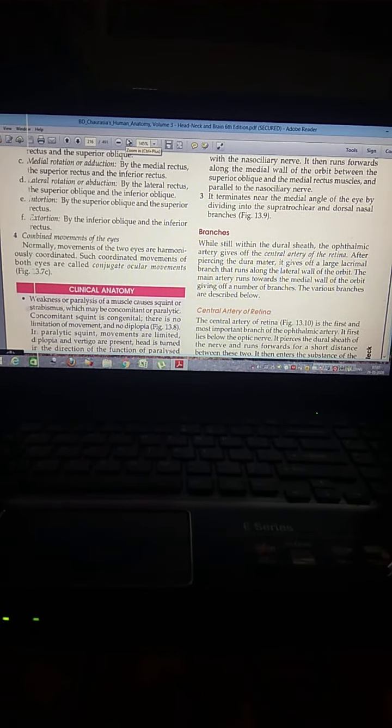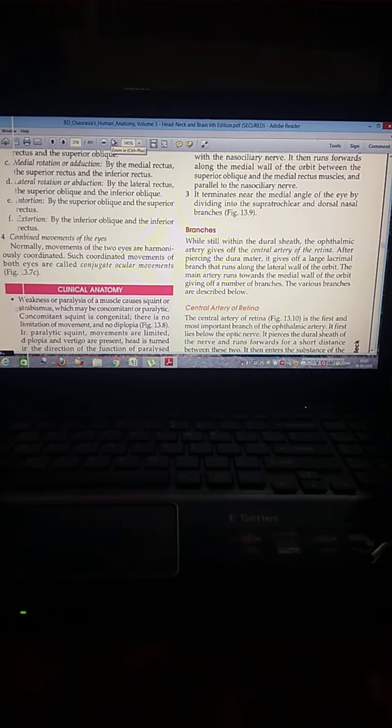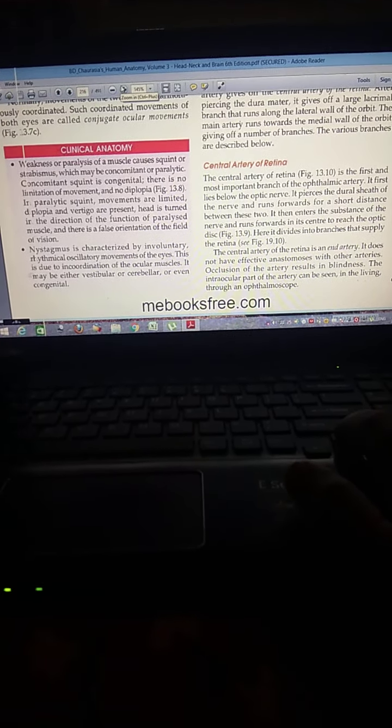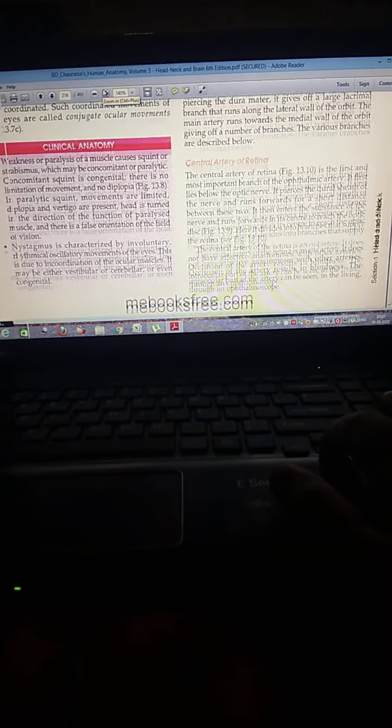Combined movement of the eyes. Normally, movements of the two eyes are in harmonious coordination. Such coordinated movements of both eyes are called conjugate ocular movements. Now the clinical anatomy. Weakness or paralysis of the muscle causes a squint or strabismus, which may be concomitant or paralytic. Concomitant squint is congenital, and there is no limitation of movement. Nystagmus is characterized by involuntary rhythmical oscillatory movements of the eyes.